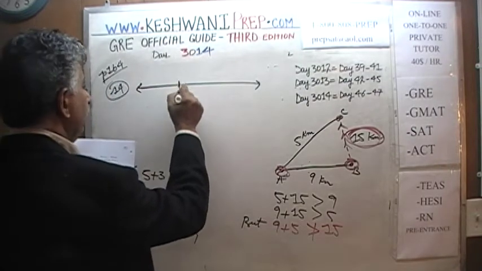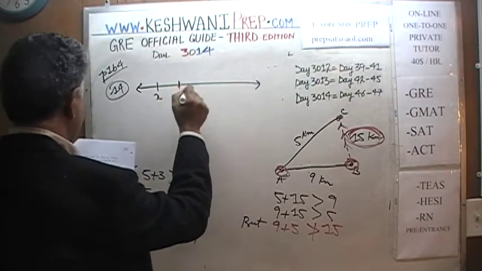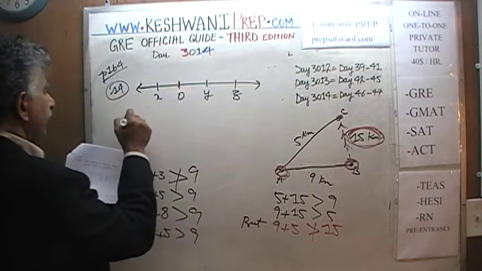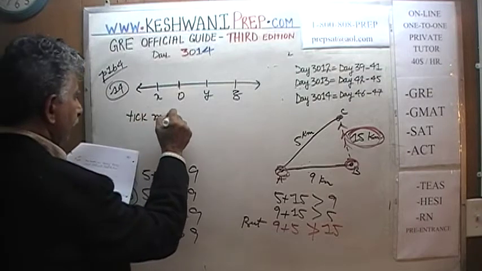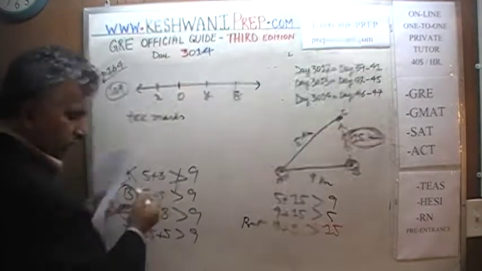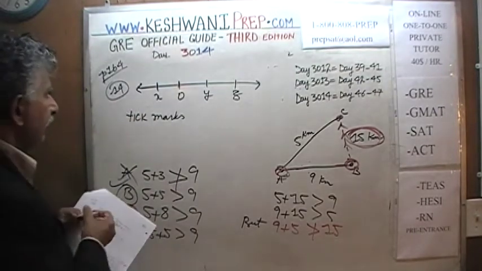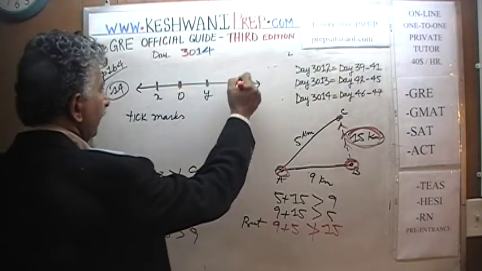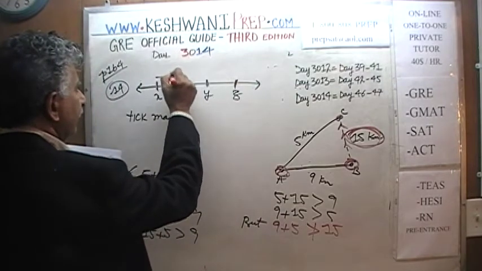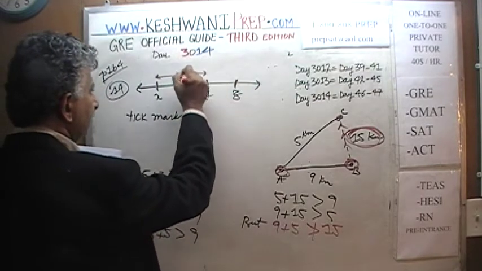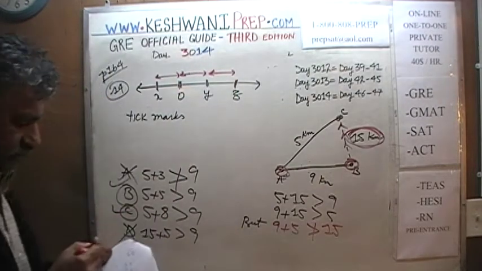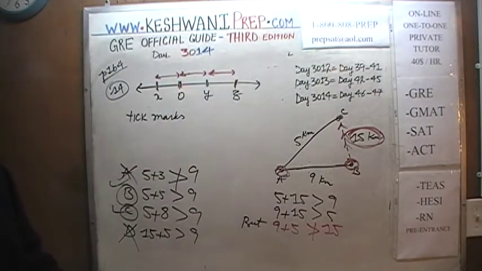We are told that this is 0, this is x, this is y, and this is z. And we are told that the tick marks, these marks right here, are equally spaced. In other words, this distance is equal to this distance, and that distance is equal to this distance. They are all equal, even though they don't have any numerical value written on them.